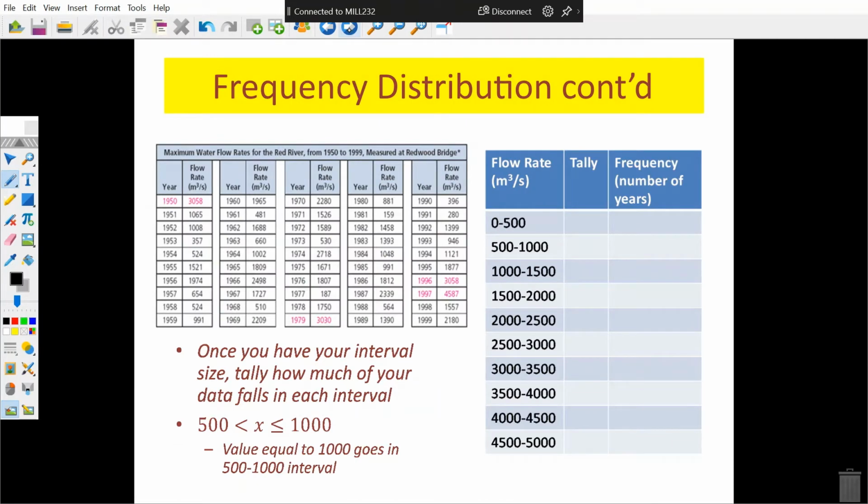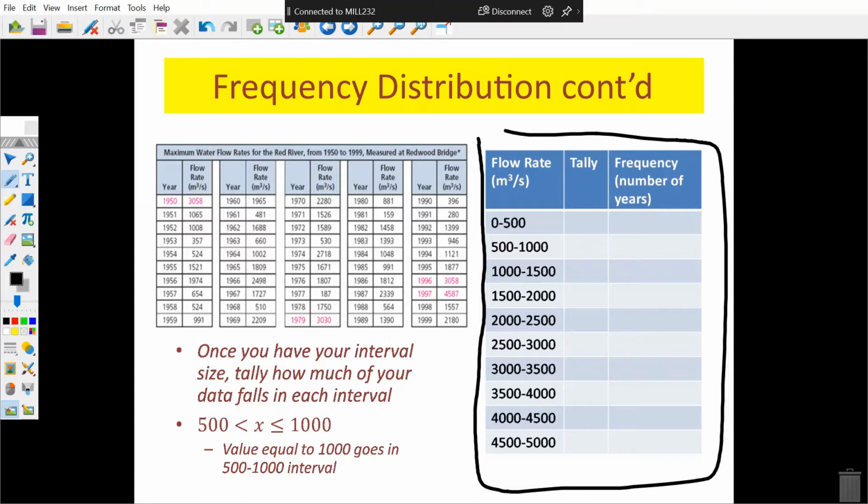So this is what a frequency distribution table looks like right over here. You can see that the values have been organized in intervals of 500, right? From 0 to 500, 500 to 1,000, 1,000 to 1,500, all the way up to 4,500 to 5,000. So what you need to do, once you have your interval size, is tally how many of your data fall into each interval. So I'll do a couple for you, and then I'll click ahead to the answers.